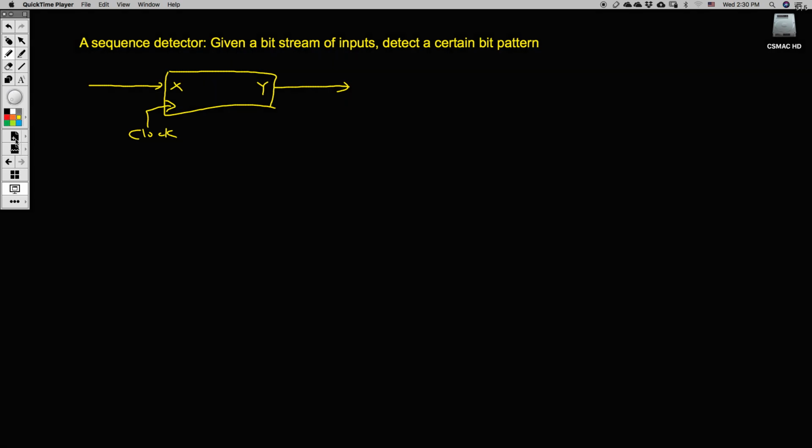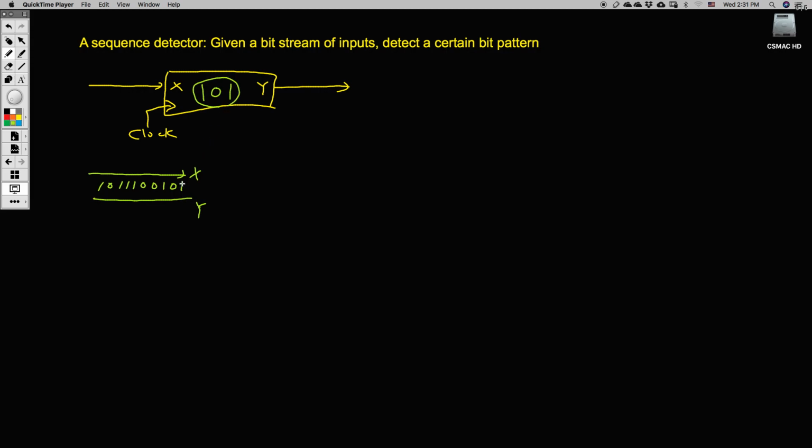So what I mean by that is as follows. Towards the input X, a stream of bits is provided. So very first you get 1, 0, 1, 0, 0, and the like. At every clock tick, one single bit is entered into the system. Then based on that, you should produce output once you detect a certain pattern. Suppose we want to detect 101 as a pattern.